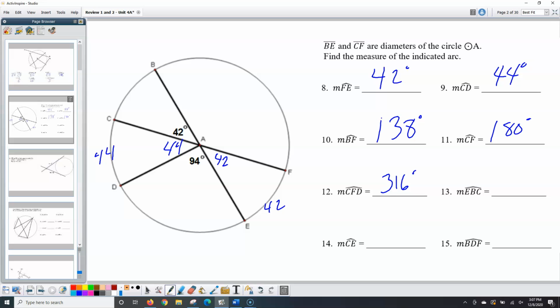Arc EBC. EBC right there. Couple different ways you could do that. I'm noticing this is 180. So I'm going to say 180 on the right side plus the 42. 180 plus 42 is 222.